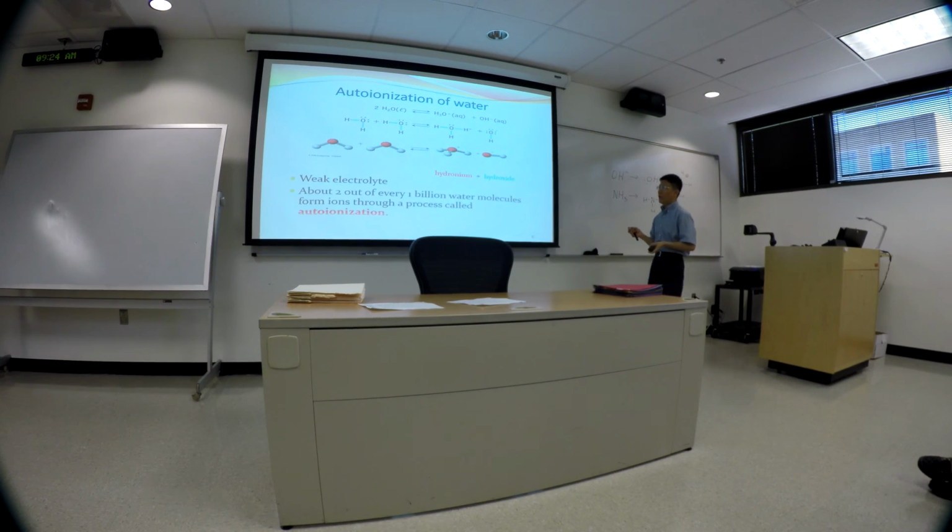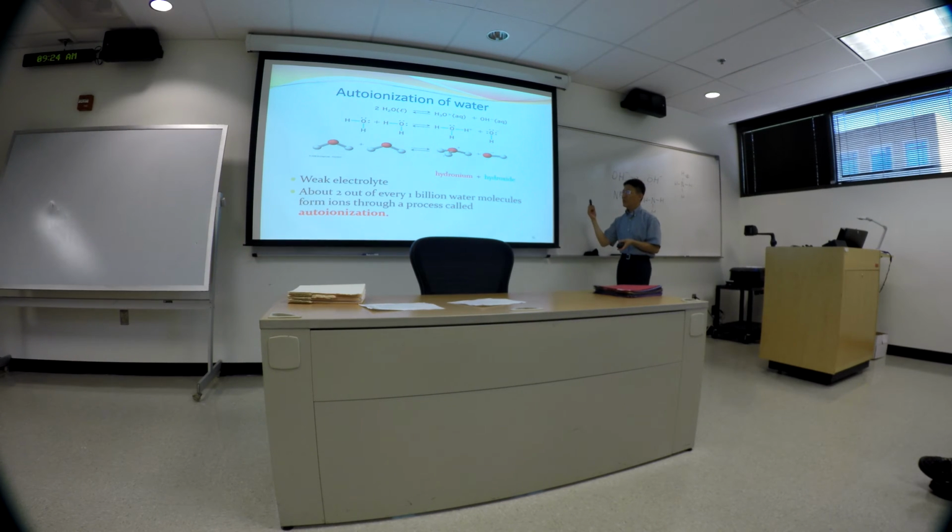Okay. And in this case, how low is the level of autoionization? About 2 molecules of water out of about 1 billion water molecules will go through this process. So you don't really have a very high concentration of hydronium ion and hydroxide ion. However, this is very important.